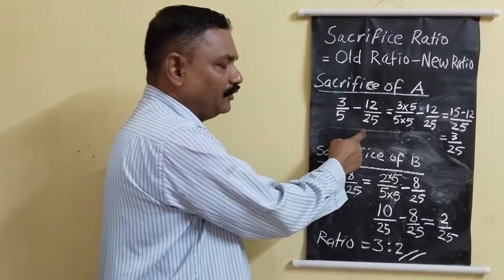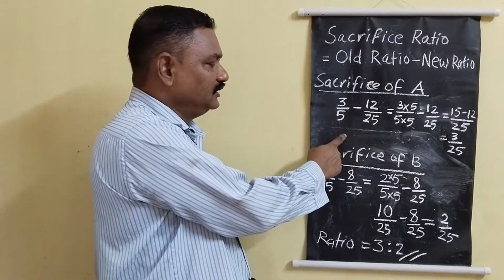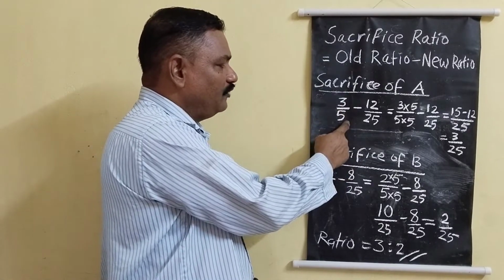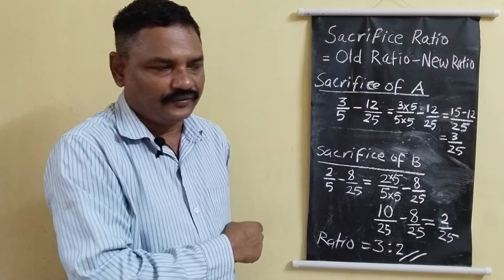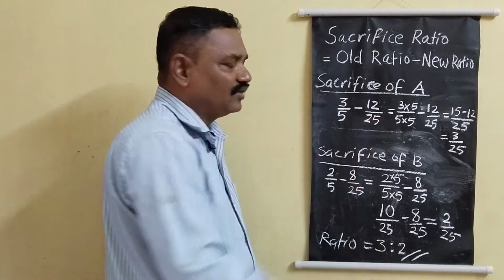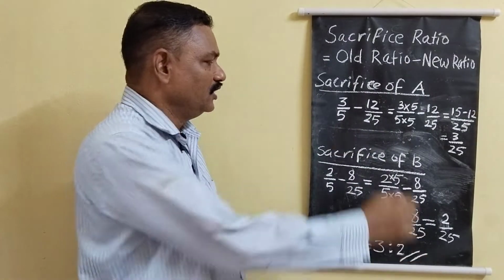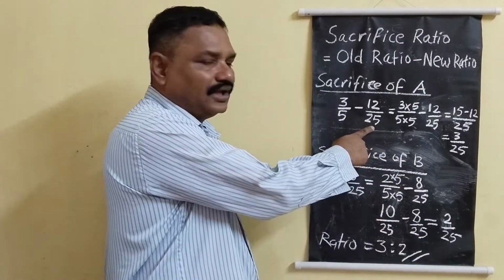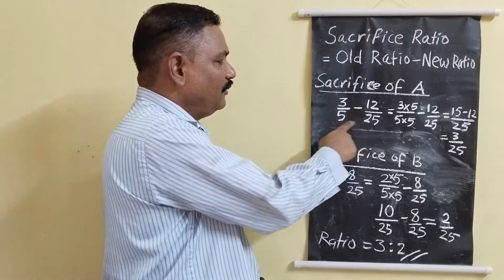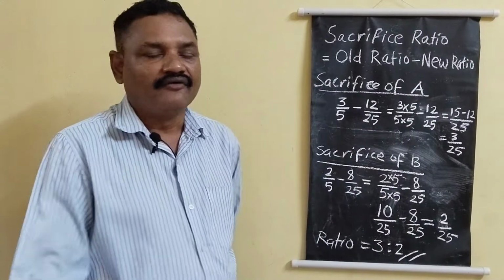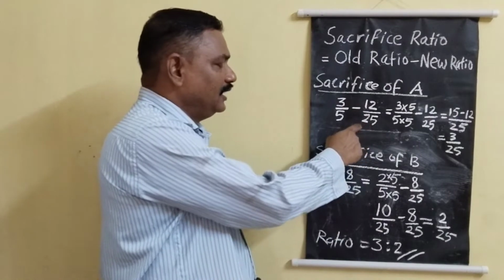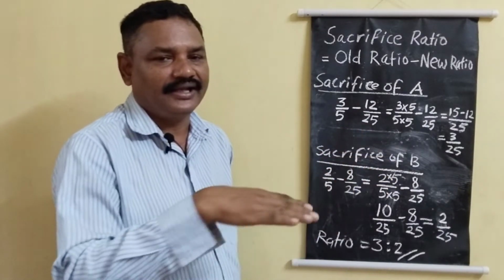So 12 by 25. Please students, listen here. 3 by 5 minus 12 by 25. See how to make a subtraction of two fractions. Here 25 is the biggest denominator, 5 is the smallest denominator. We have to make the smaller denominator equal to the biggest one.